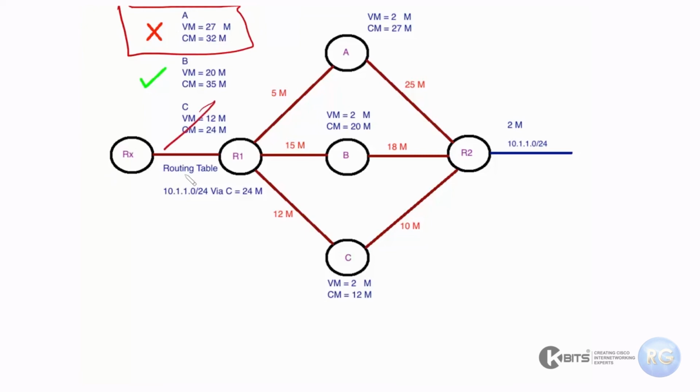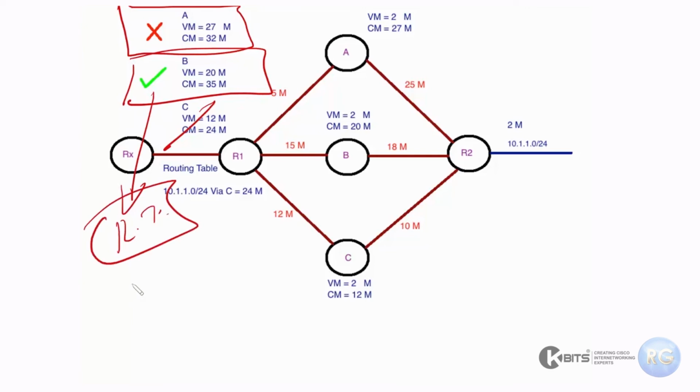Why? As soon as this went down, it checked this topology table. It saw there's a valid feasible successor over here, put it into the routing table. Done. I don't do anything else. Good. Everybody okay with this?